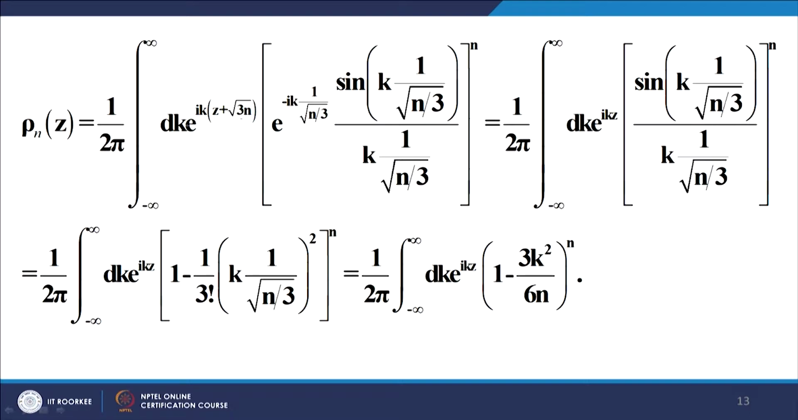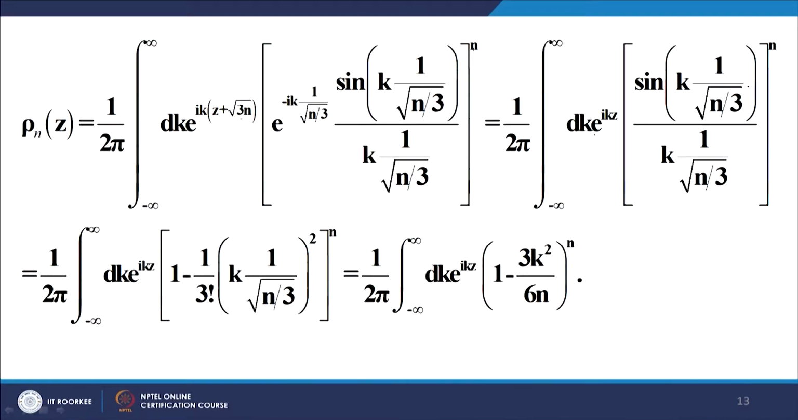So, this exponential plus under root 3 n gets annulled by this minus under root 3 n, which is a combination of this n and this expression, and we are left with integral of dk sine of this upon this to the power n. This expression and this expression get cancelled out with this n also. And now, you can expand this sine theta in terms of theta minus theta cube upon 3 factorial and so on, and you arrive at this expression.